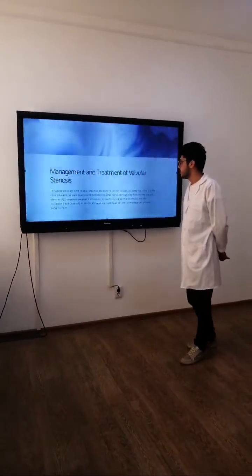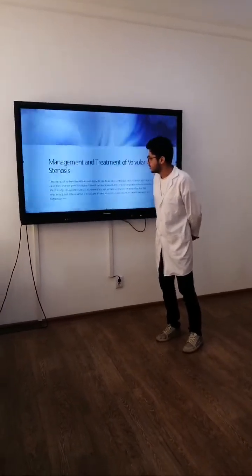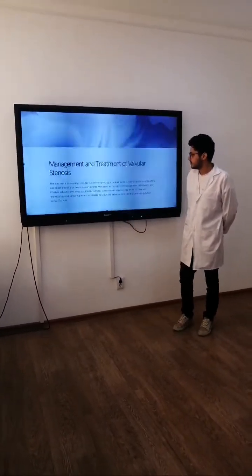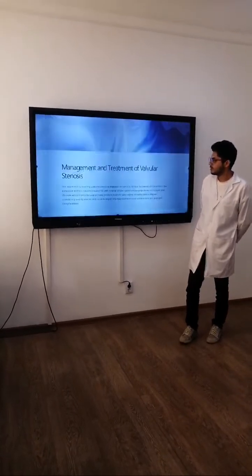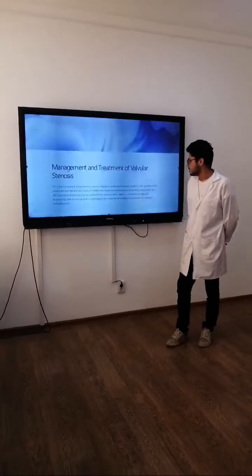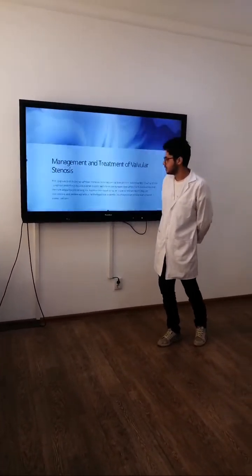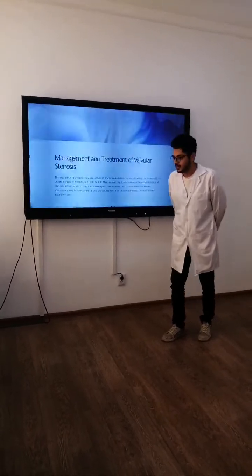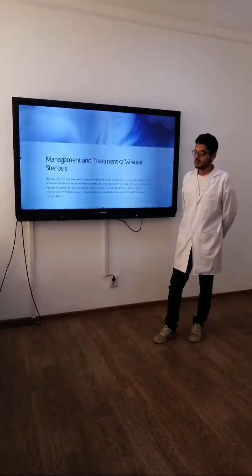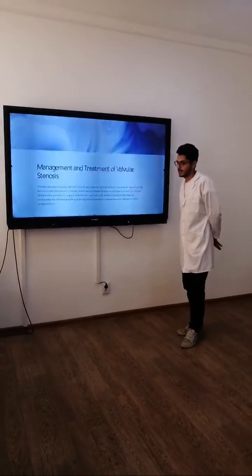Okay, management and treatment of valvular stenosis. The approach to treating valvular stenosis depends on various factors, including the severity of the condition and the patient's overall health. Management options may range from medications and lifestyle adjustments to surgical interventions. Usually in the heart, with these kinds of defects, surgery is required to treat this disease.